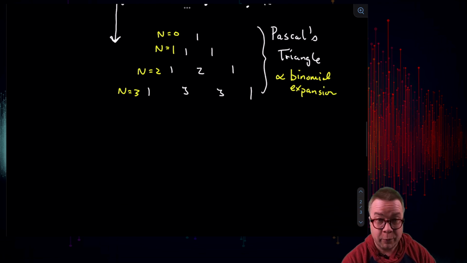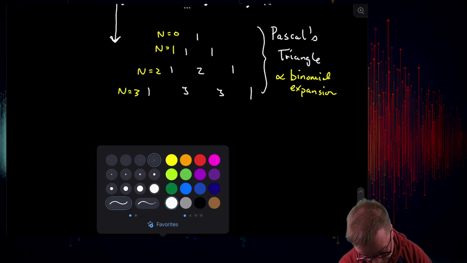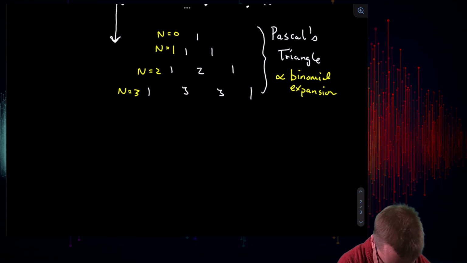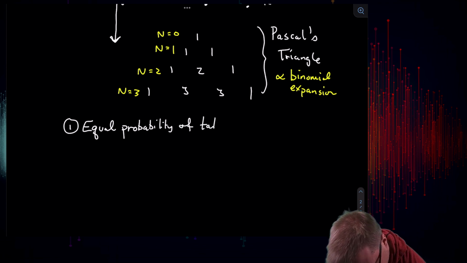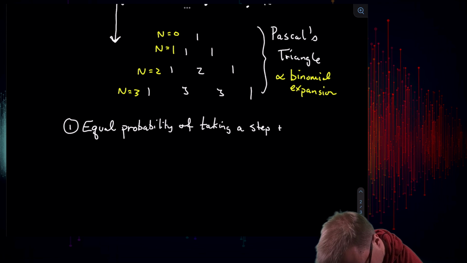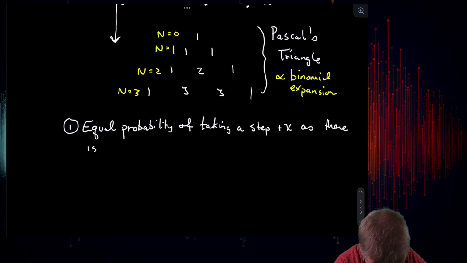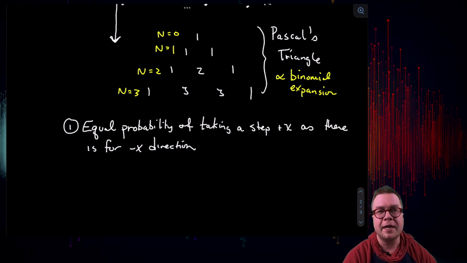Okay, so what we've identified so far in doing this is that there's equal probability of taking a step in the plus x direction as there is for the minus x direction. Okay, so that was kind of our assumption.